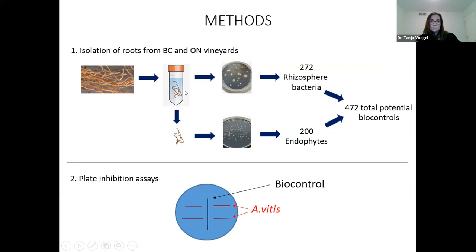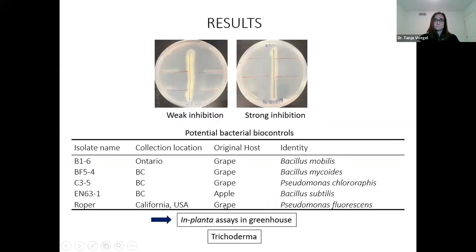We then used those roots, surface sterilized them and ground them up, plated again, and isolated about 200 endophytes. So endophytes would be the organisms that grow within the plant. So in total, we've isolated about 472 potential biocontrols. Those were all tested on plate assays as shown here. So the middle line in black is where we plated the biocontrols, and then the red lines on the side is where we plated A. vitis.